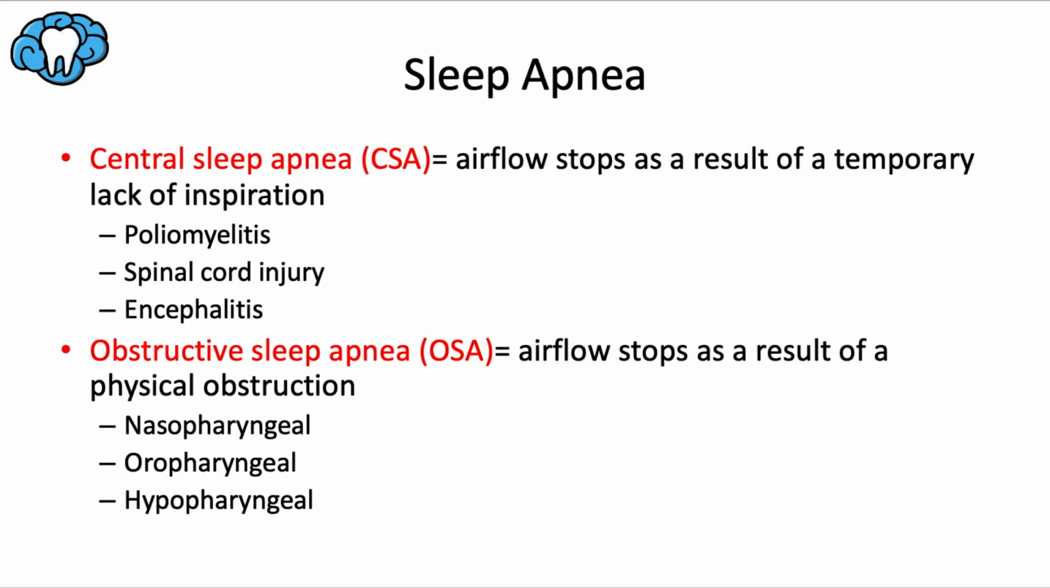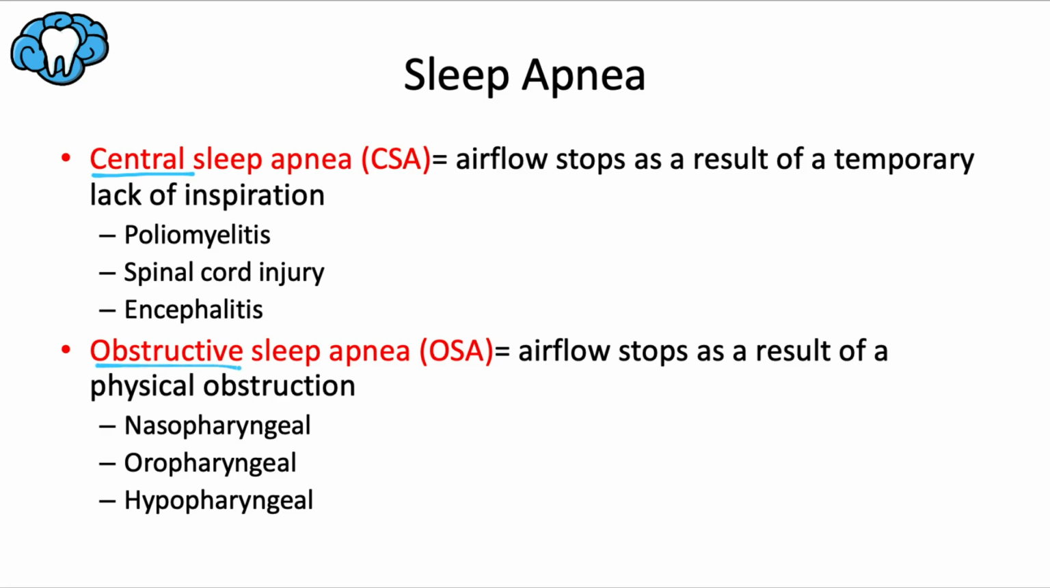And then we have the different forms of sleep apnea. So central sleep apnea is where airflow stops as a result of a temporary lack of inspiration, which can occur with poliomyelitis, spinal cord injury, or encephalitis. So it's a central nervous system issue. The nervous system is not functioning properly.